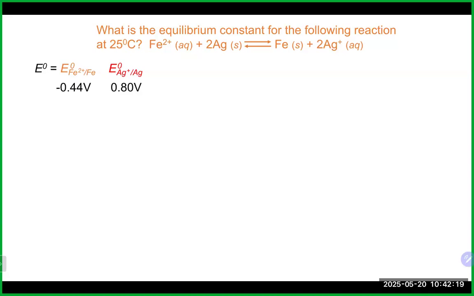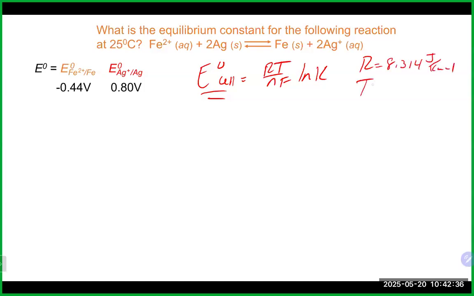Okay, let's take a look. So we're looking for equilibrium constants. So I'm going to go with the equilibrium constant equation we saw, RT over NF, natural log of K. We do need our E of our cell here. R obviously is a constant. T is 25 degrees, needs to be converted into Kelvin, so add 273.